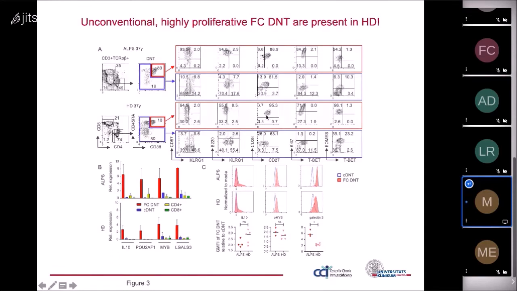We confirmed the similarities also on a transcriptional level. We performed RT-PCR of some of the key signature genes. You can see here IL-10, OBF1, MYB, and galectin-3. And we could see that not only the FC DNT of the patients, but also the FC DNT of the healthy donors showed upregulation for these genes. And this was true also on a protein expression level. You can see here IL-10, phospho-MYB, and galectin-3.